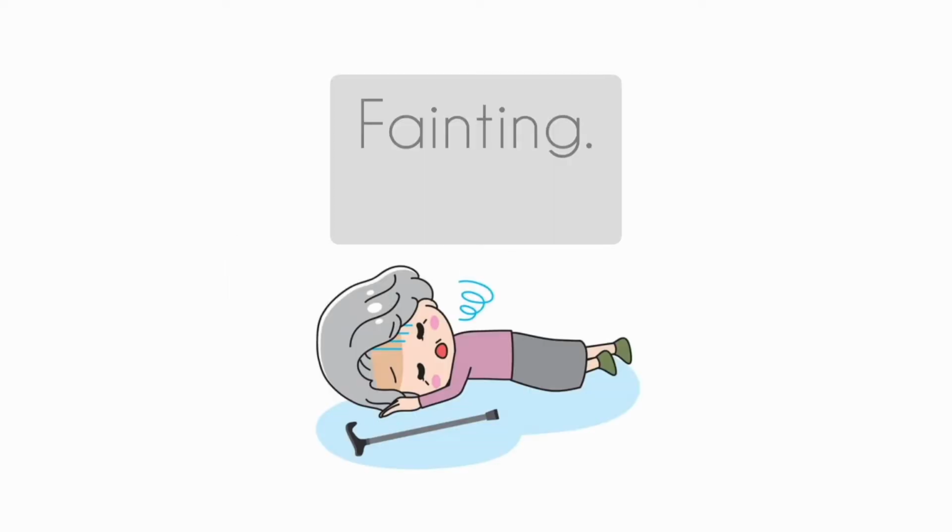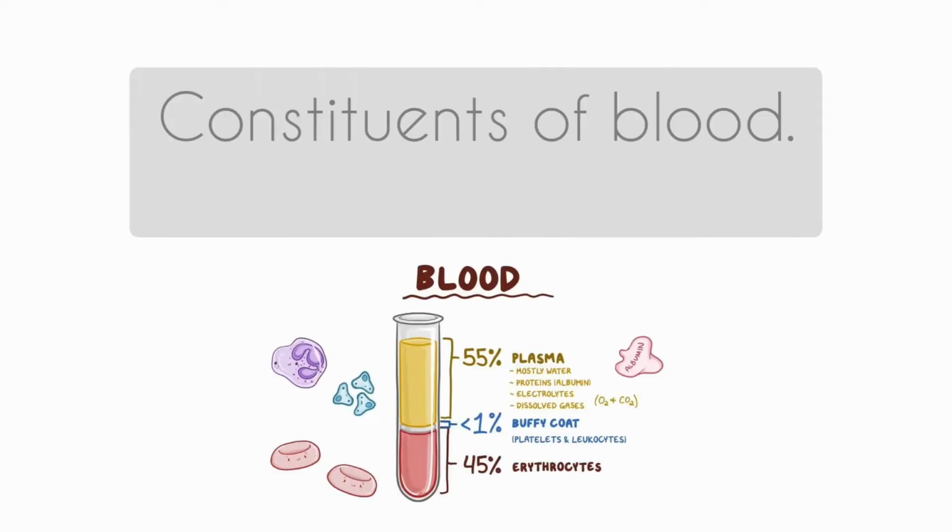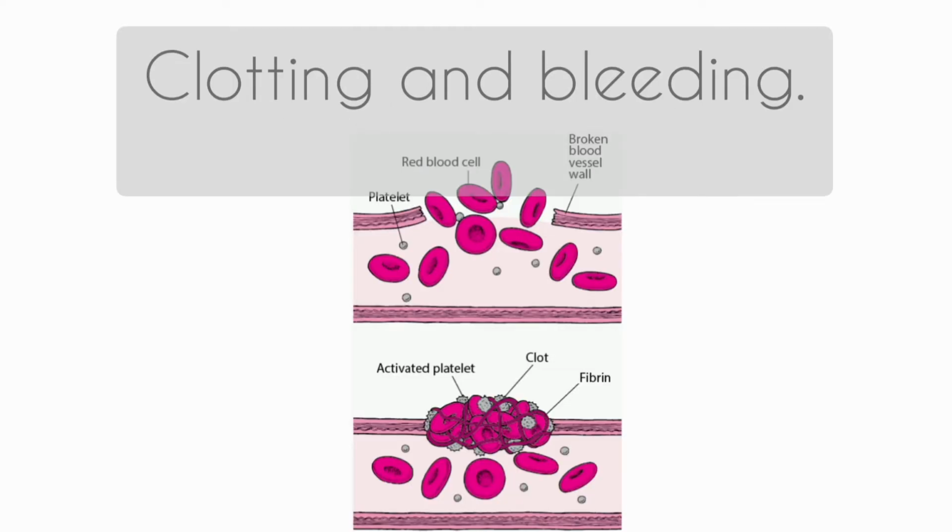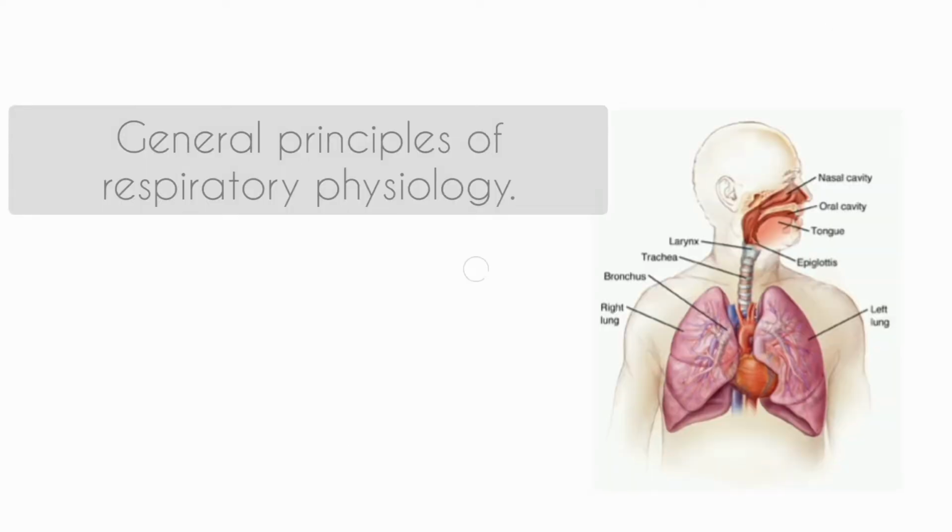Fainting, CPR. Constituents of blood. Hemopoiesis, clotting and bleeding. General principles of respiratory physiology. Oxygen carriage, cyanosis and its significance.